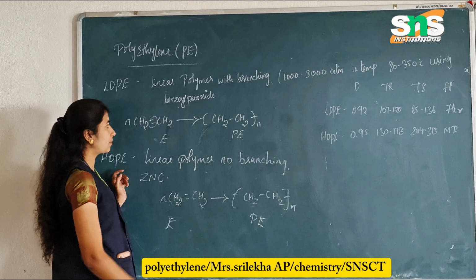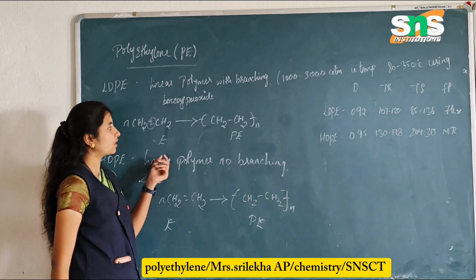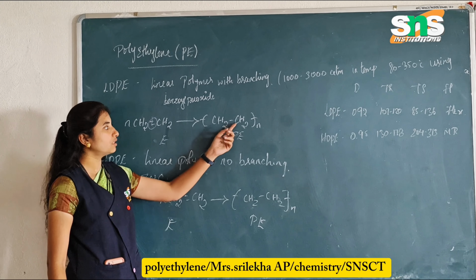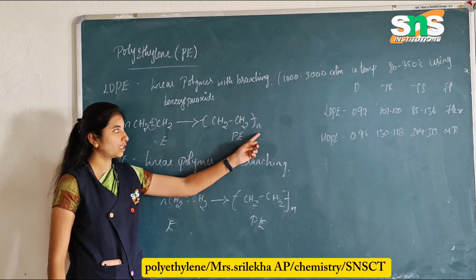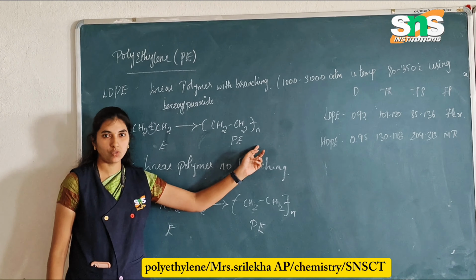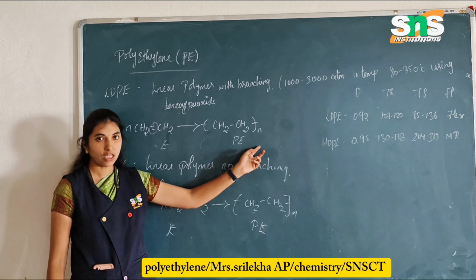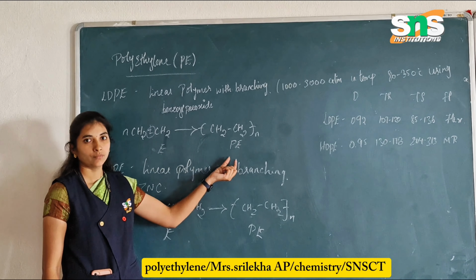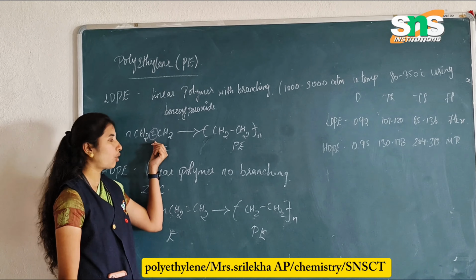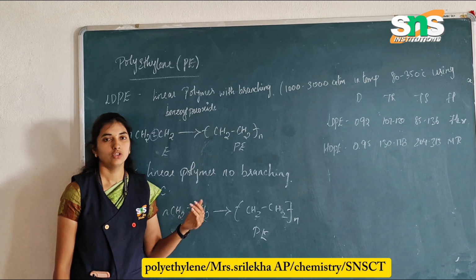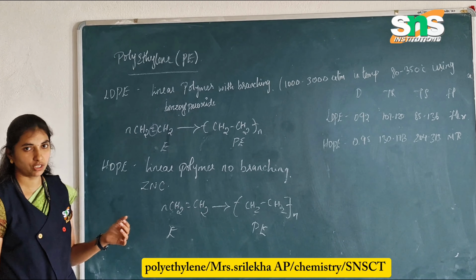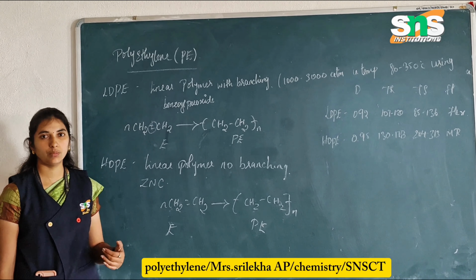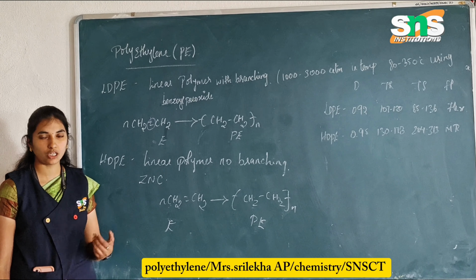The double bond breaks into a single bond and it functions as CH2-CH2, with the whole thing in the form of N. N is the number of repeating units, that is the degree of polymerization, which converts ethylene into polyethylene with the breaking of the double bond into single bond structures. So this is LDPE, and the second one is HDPE.